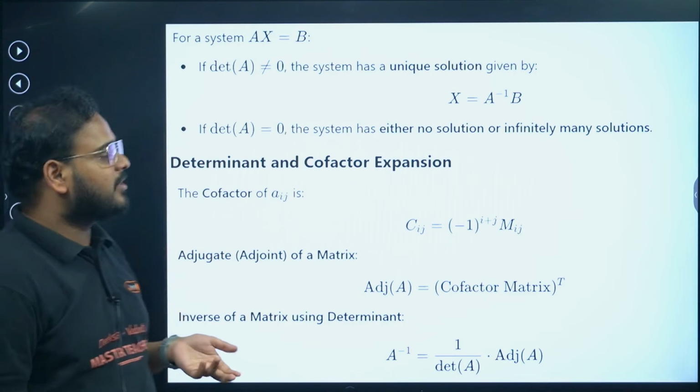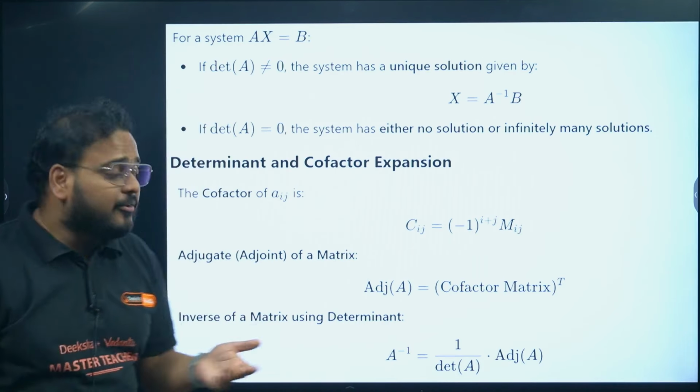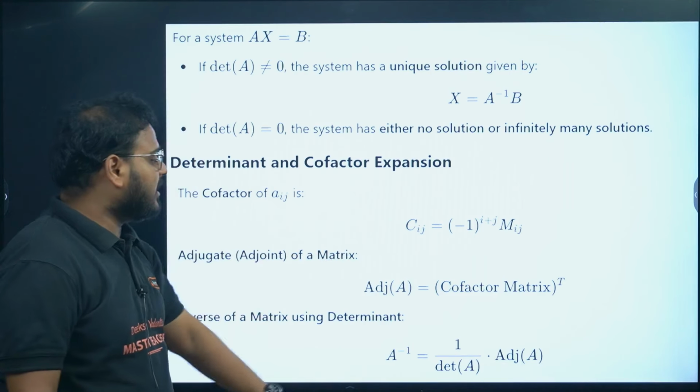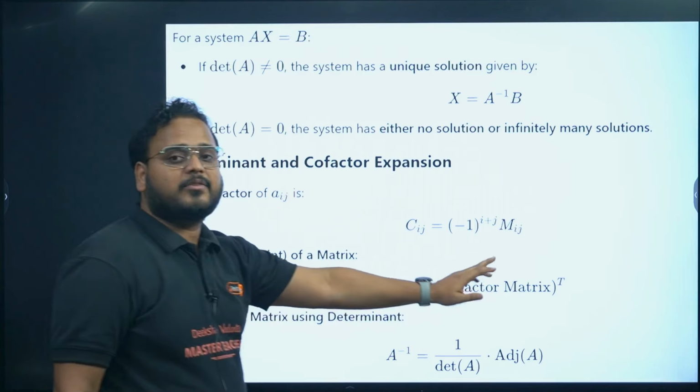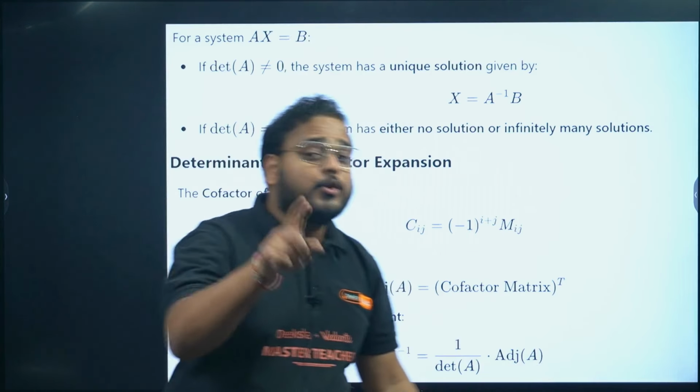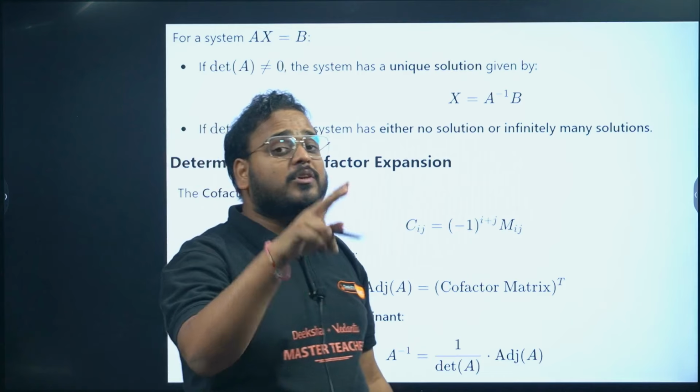Now this is the matrix method to find your inverse, the cofactor definition. Adjoint is cofactor matrix to the power transpose. I have given you a trick to find the adjoint of 2 cross 2 and 3 cross 3 matrix.